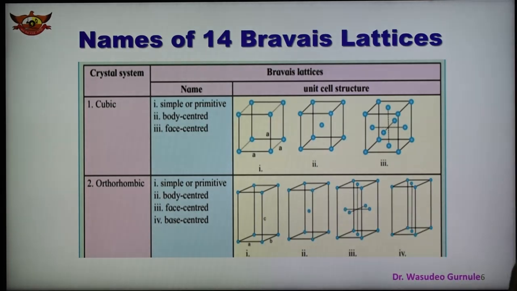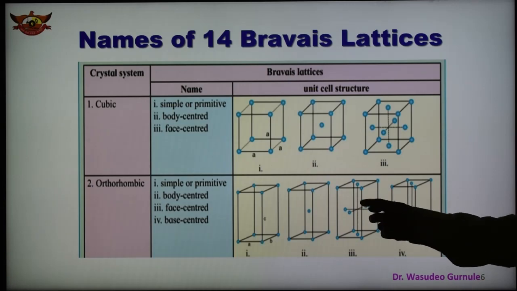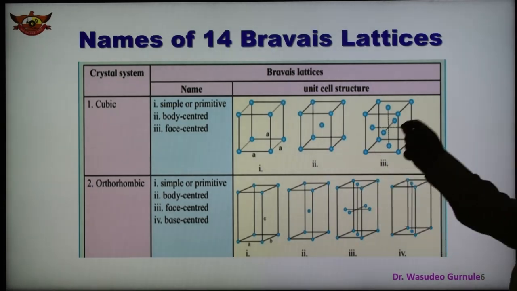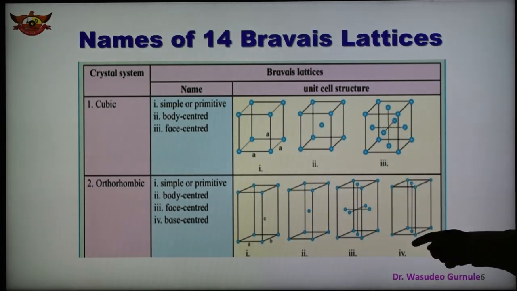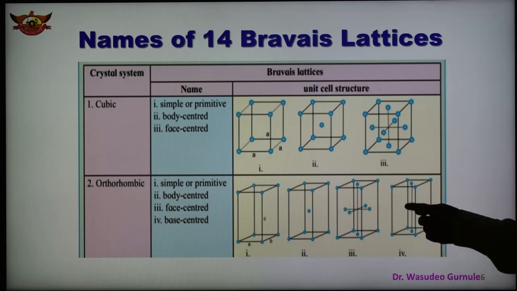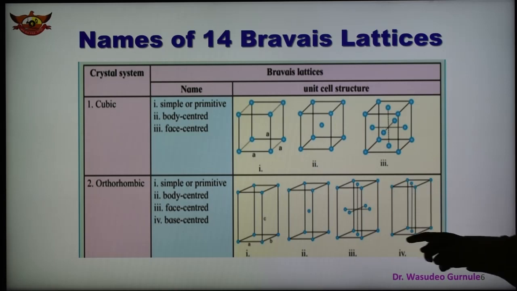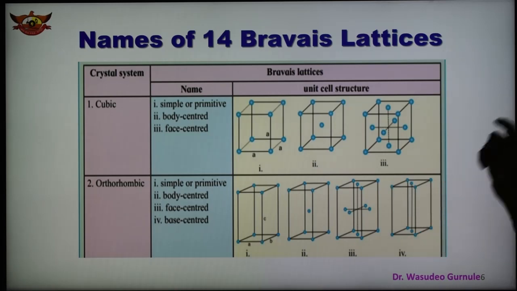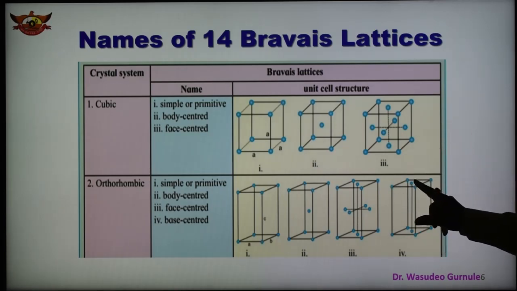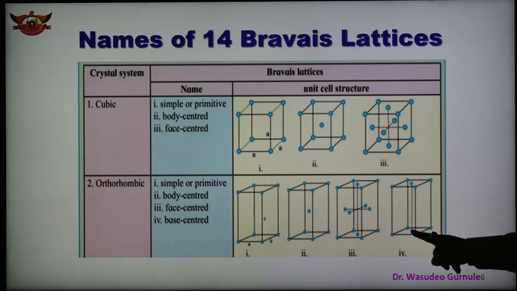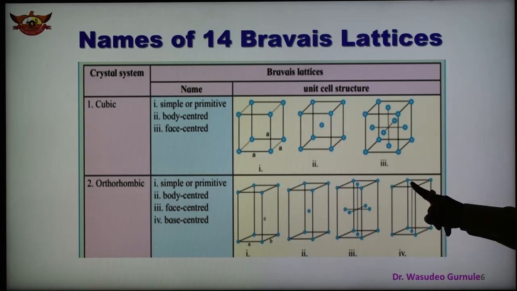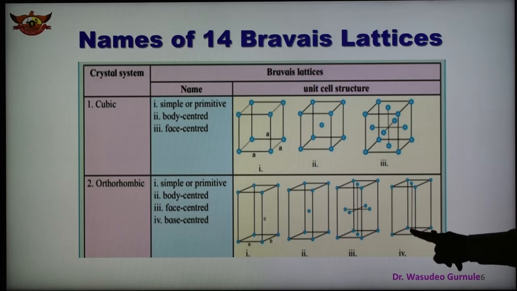Here is the orthorhombic structure. This is the face centered, where particles are present at the center of the faces. And this is the base centered or end centered. We know end centered or base centered are those where particles are present at the corners and also at the faces, opposite faces of the unit cell. So here, this is the center of face, this is the center of face, they are present oppositely. So this is the end center or the base center.